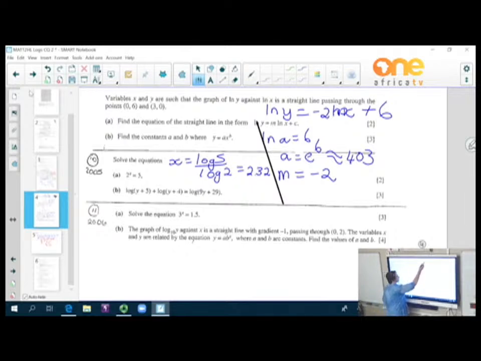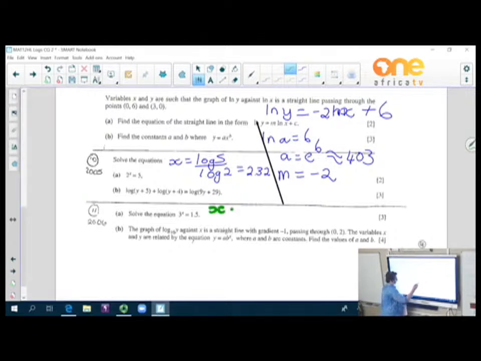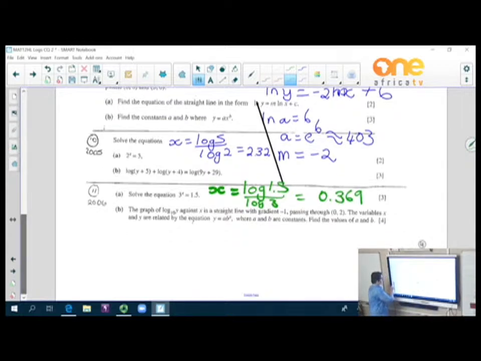So this is what we already did now in a few questions from here. X is equal to log 1.5 divided by log 3. And that is a calculation that you just do on your calculator. I have 0.369. We really should have these questions correct. Right, now we're looking at number B.